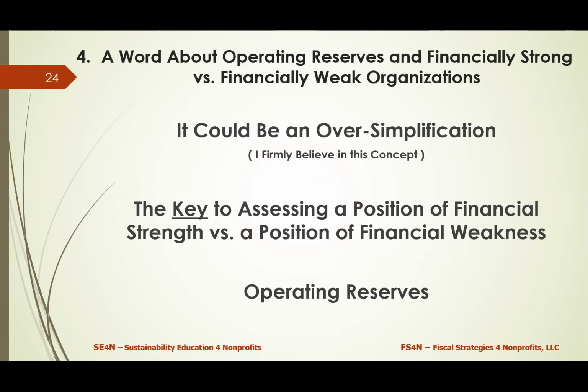Let's go through a basic definition of operating reserves. Operating reserves start as unrestricted, or without donor restricted, net assets, and they have to be the liquid portion of those. So let's view a balance sheet that has assets at the top, liabilities in the middle, and net assets on the bottom.